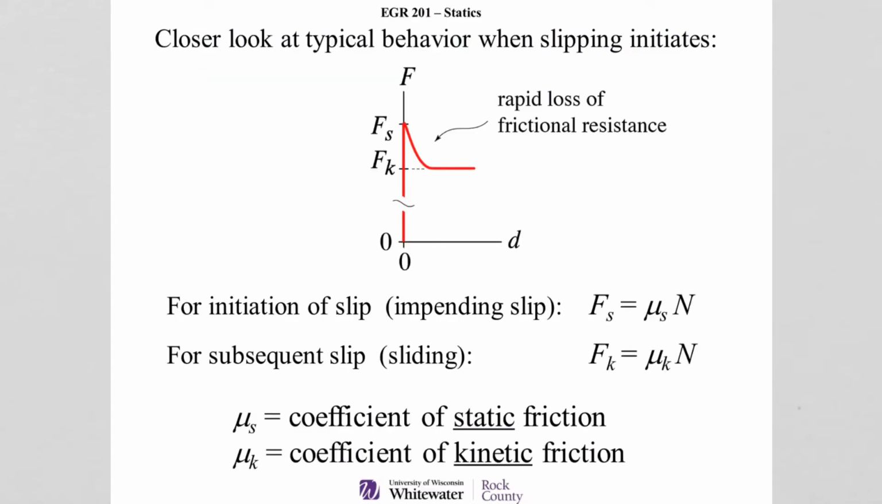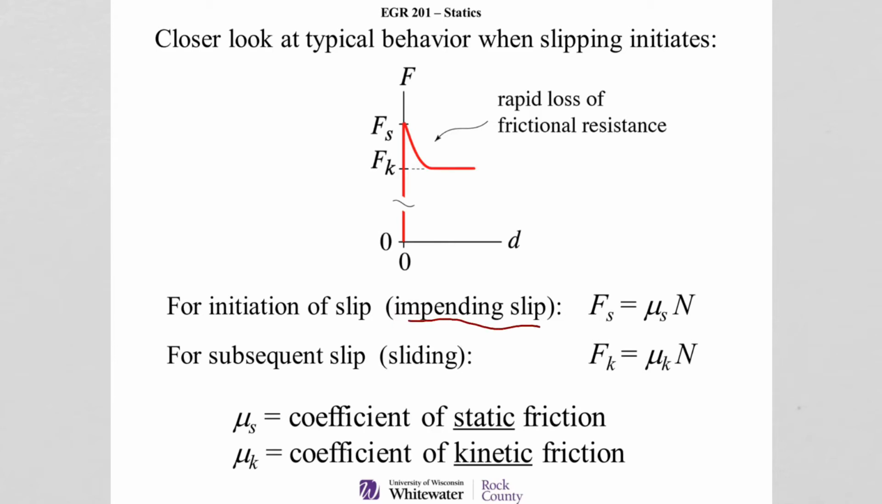So again, if we look at this, we see that we have this force, and as we continually pull on it, it finally gets to this point, F sub s. Again, that is called our impending motion, or impending slip.